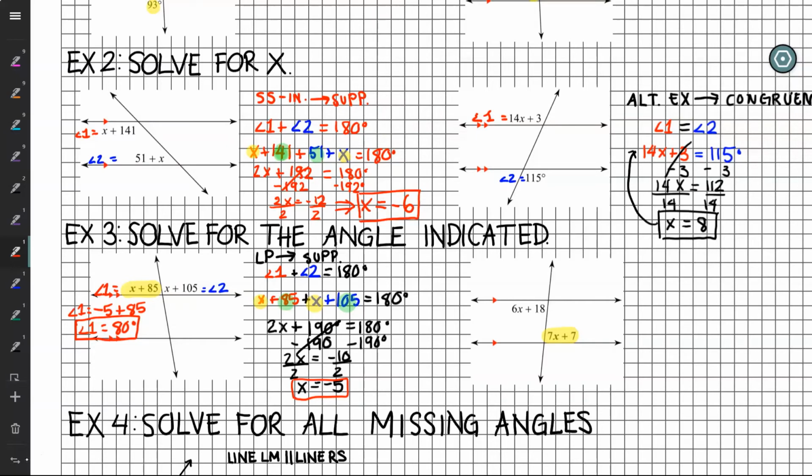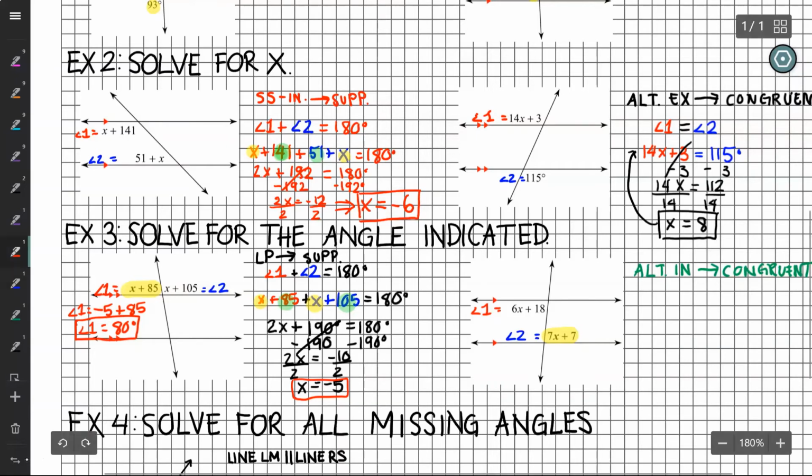Alright, we are going to do the next example. Okay, let's do this in green. So I have inside of my parallel lines, opposite sides makes it alternate interior angles, which are congruent. So let's label angle 1 and angle 2. So we're going to set this up the same way as this problem right above it.